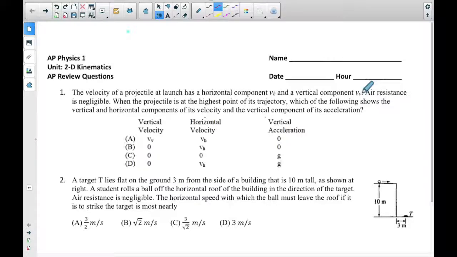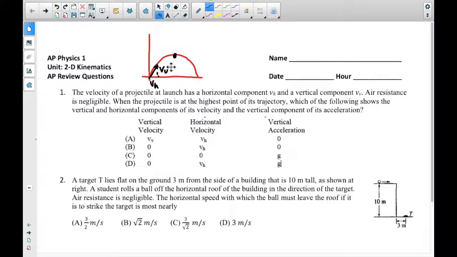When the projectile is at its highest point of trajectory, which of the following shows the vertical and horizontal components of its velocity and the vertical component of its acceleration? Okay, so let's say you have a projectile. At the beginning, it has a velocity, and it doesn't say exactly what that is, but it has a horizontal component of v sub h, and a vertical component of v sub v. When the projectile is at its highest point, which of the following shows the vertical and horizontal components of velocity and vertical component of acceleration?